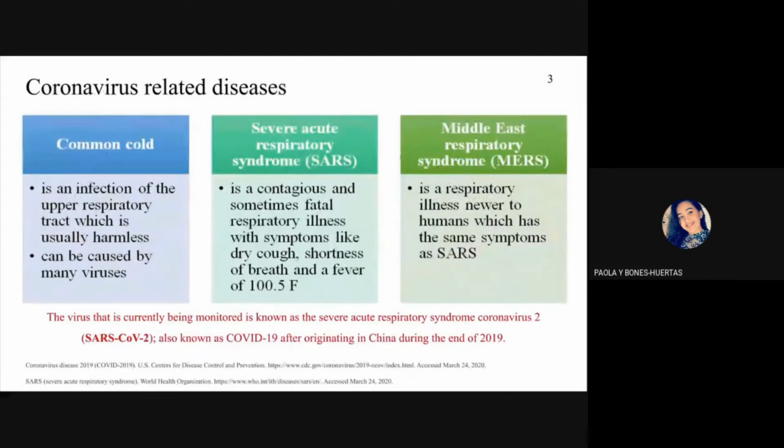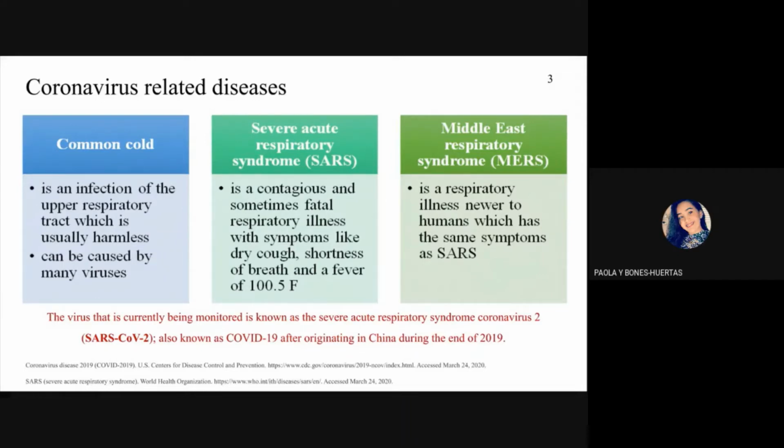When we talk about coronavirus-related diseases, we have the common cold, which is basically an infection of the upper respiratory tract and is usually harmless if treated. This one is not directly related to coronavirus only because it can be caused by many other viruses.